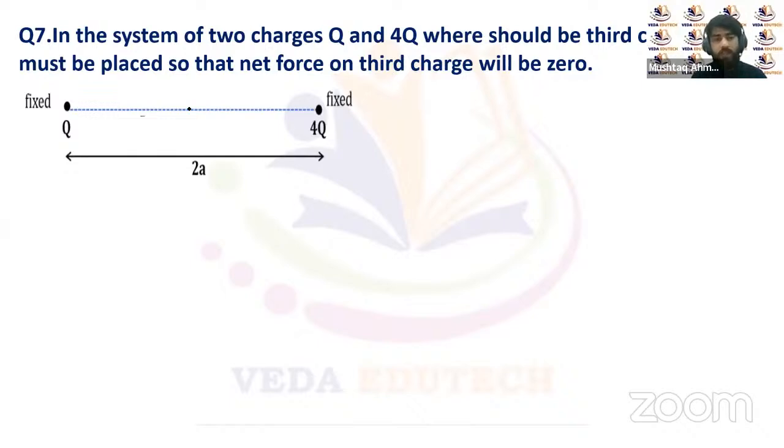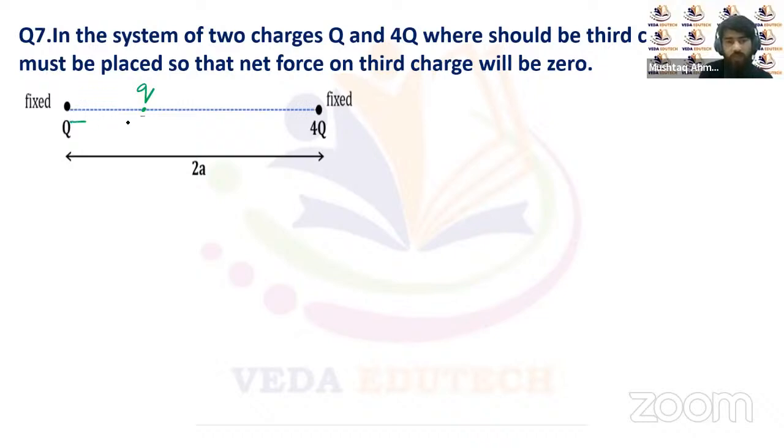Now let's discuss question number 7 here. In this system we have two charges, q and 4q. Where should a third charge be placed so that the net force on the third charge will be 0? It means that in between these charges q and 4q we're placing some charge q at some distance.